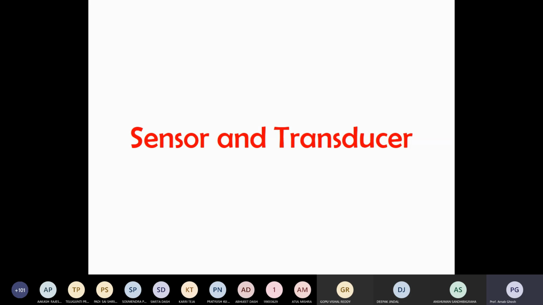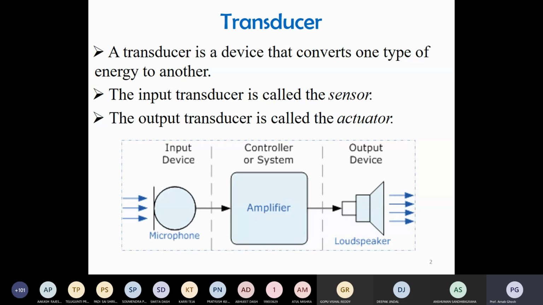So that's why, with these transducers, you can say the output is electrical energy. That's why you can say the LEM voltage sensor is a transducer. The LEM current sensor is also an example of a transducer. So here we have discussed the basic idea of the transducer: a transducer is a device that converts one form of energy to another, and definitely here it is electrical energy. The input transducer is called the sensor, and the output transducer is called the actuator. That is what I am telling you now.